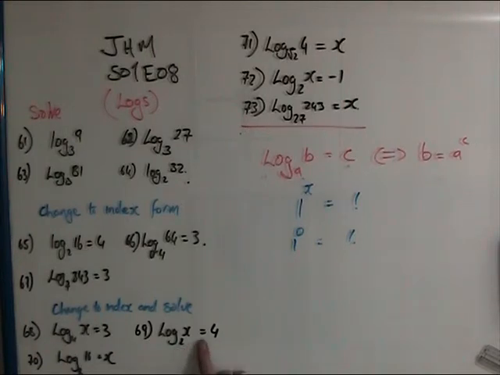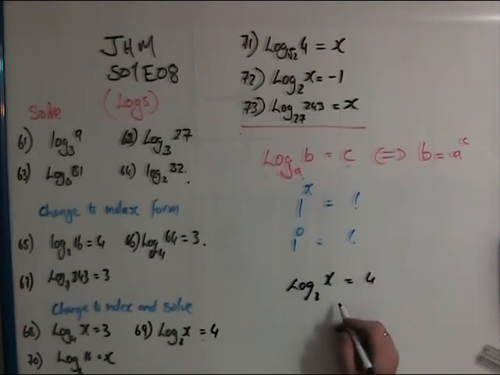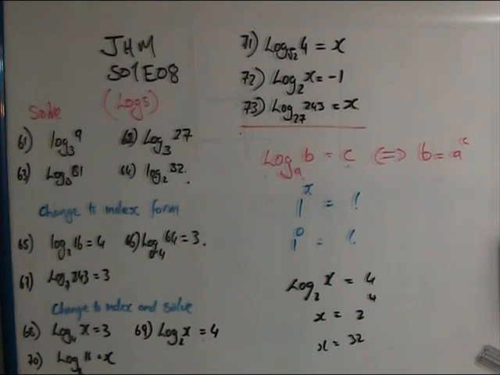Let's have a look at this one before we go. Log of x to the base 2 is equal to 4. So x is equal to 2 to the power of 4. 2 2s are 4, 2 4s are 8, 2 8s are 16, 2 16s are 32. So the answer is x is equal to 32. That's one question I did out for you. Anyway, good luck with this.